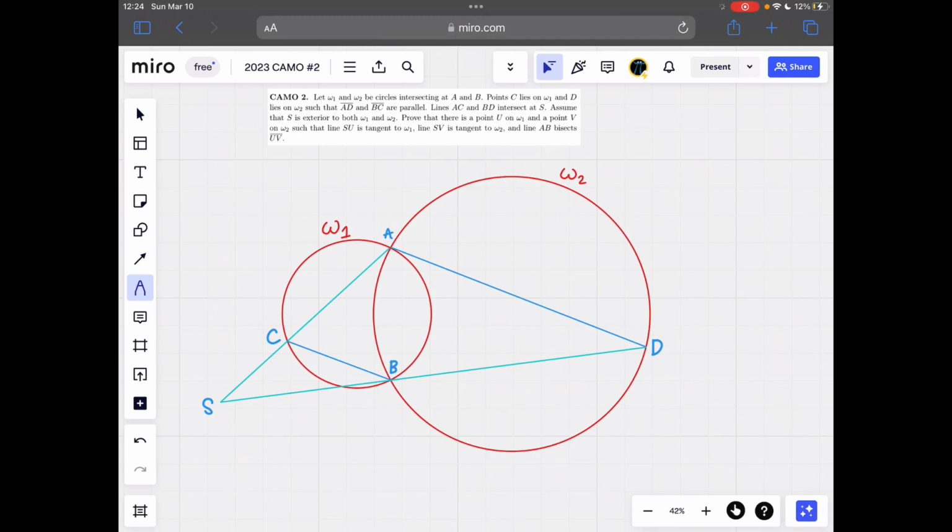Prove that there exists a point U on omega 1 and a point V on omega 2 such that line SU is tangent to omega 1, line SV is tangent to omega 2, and line AB bisects UV.